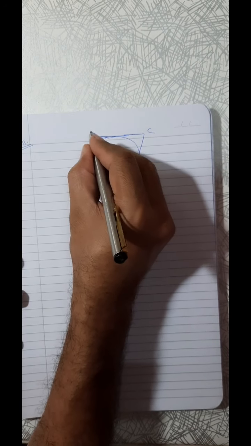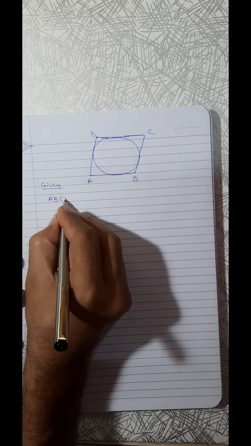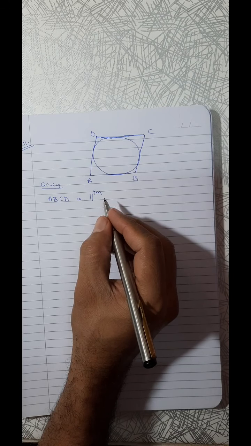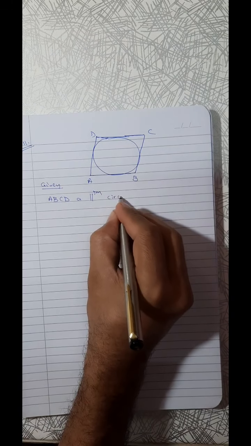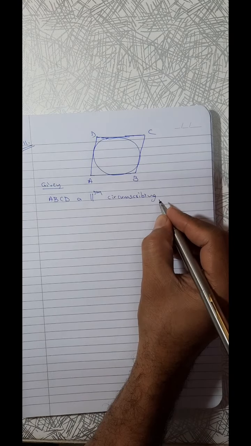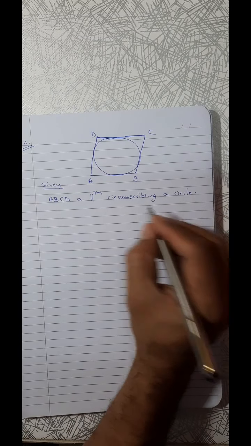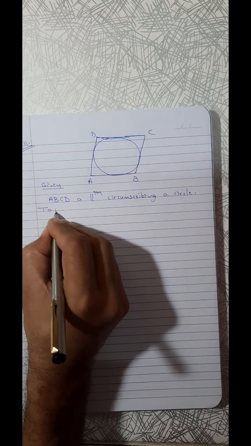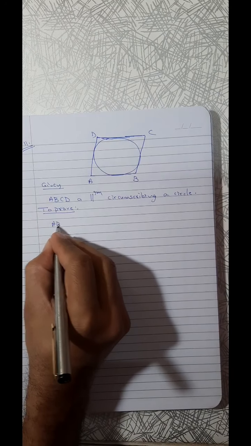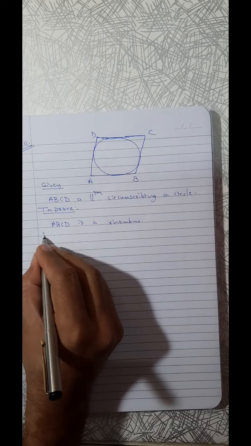ABCD is a, what is given? ABCD, a parallelogram circumscribing a circle. ABCD is a parallelogram which is circumscribing a circle. To prove. What is to prove? ABCD is a rhombus. Proof.